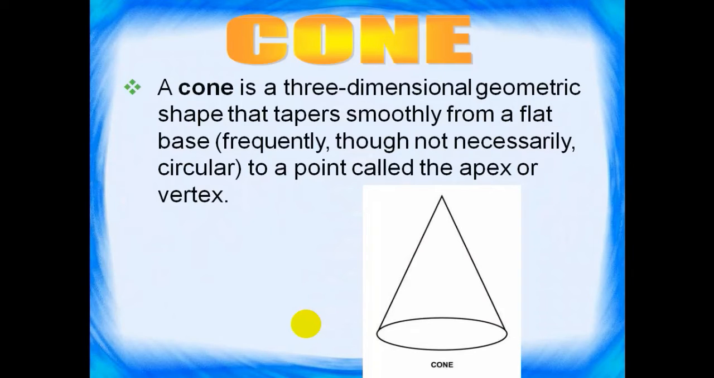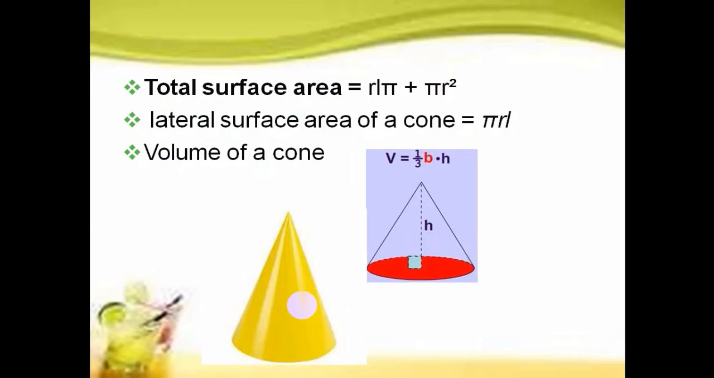Now cone. A cone is a three-dimensional geometric shape that tapers smoothly from a flat base, frequently though not necessarily circular, to a point called the apex or vertex. You see over here, this is a cone. Now, to find the total surface area of the cone, pi multiplied by r multiplied by length plus pi multiplied by r squared. The lateral surface area of a cone is pi multiplied by r multiplied by L, and the volume of the cone is equal to 1 over 3 multiplied by base multiplied by height. This formula is very important for the volume of the cone.